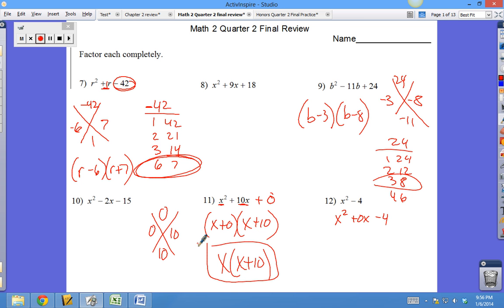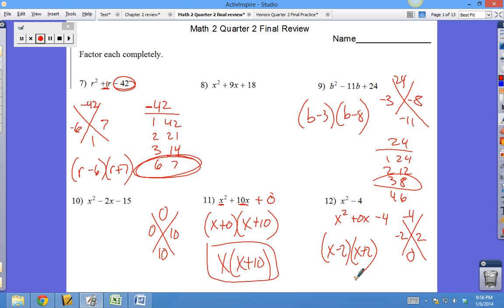Okay, 12. Now what is going to add and give me 0, but times and give me a negative 4? And that has to be, what does that have to be? A minus 2 and a plus 2. Because a minus 2 plus 2 is 0, but a minus 2 times 2 is a negative 4. So my answer to this one is x minus 2 and x plus 2.